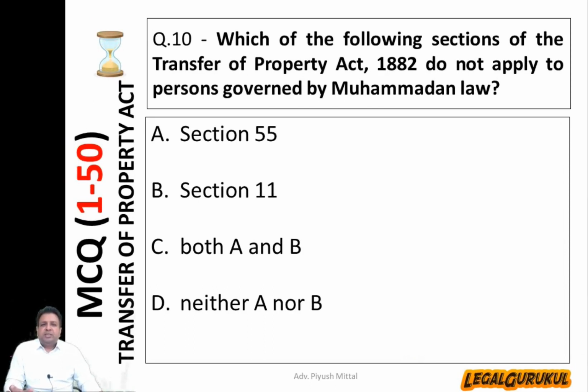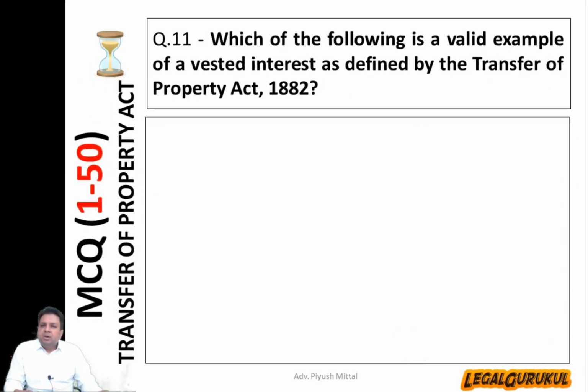Which of the following sections of the Transfer of Property Act 1882 do not apply to persons governed under Muhammadan law? A. Section 55. B. Section 11. C. Both A and B. D. Neither A nor B. And the correct answer is option B. Section 11.